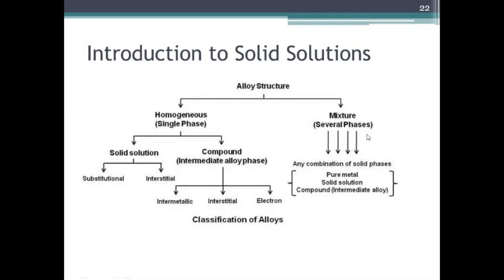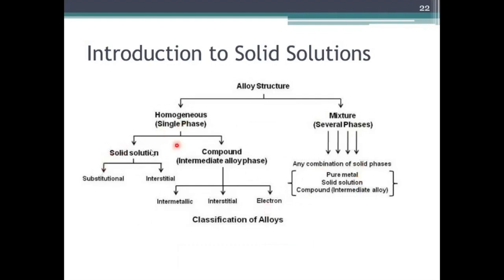One is a single phased alloy structure, which we call a homogeneous format of alloy structure, and another phase we call a mixture. A mixture will have several phases. Okay, a combination of several solid phases into a single phase, we call an alloy mixture format. And here, if you see, you have different formats like pure metal, solid solution, compound, etc. Many formats are there. These things we have seen in the last class.